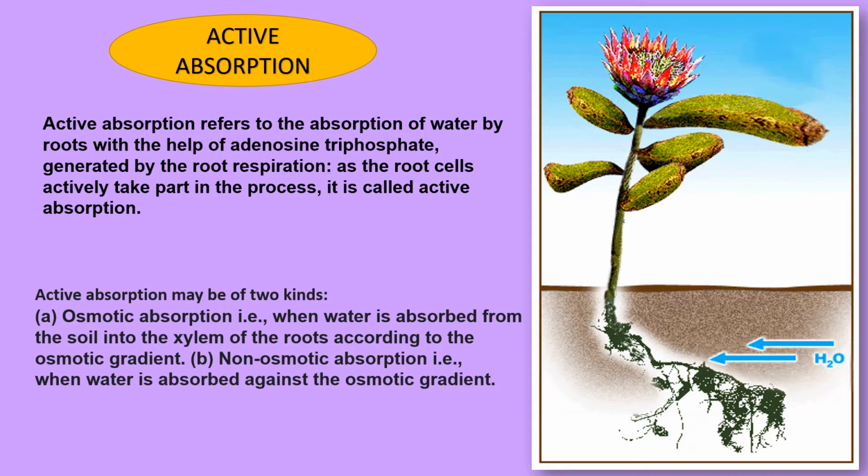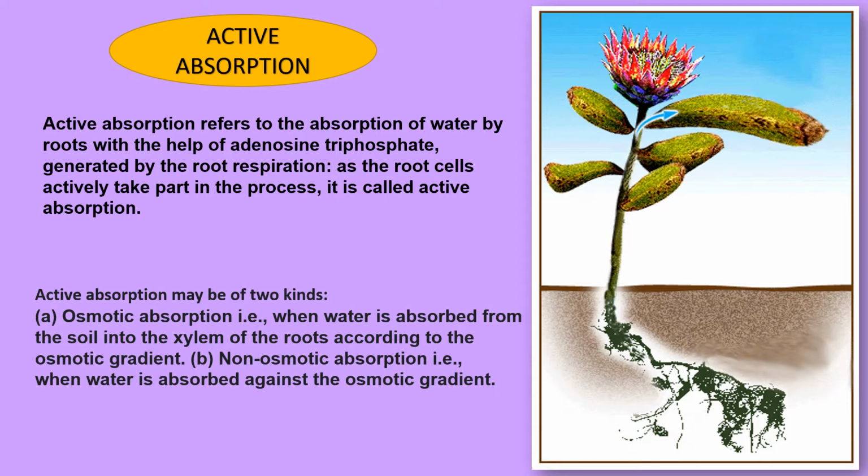There are two divisions of absorption of water. One is active absorption, another one is passive absorption. Active absorption refers to the absorption of water by roots with the help of adenosine triphosphate generated by the root respiration. As the root cells actively take part in the process, it is called active absorption.